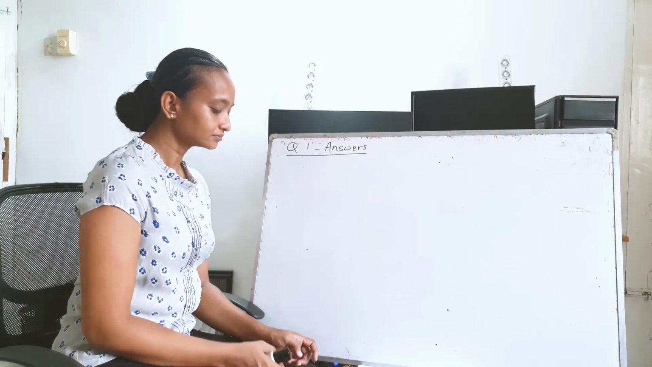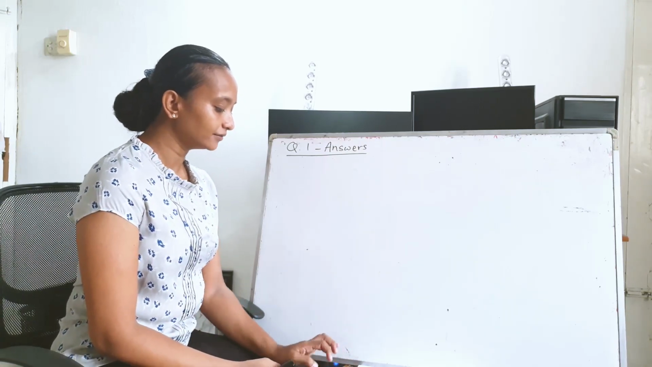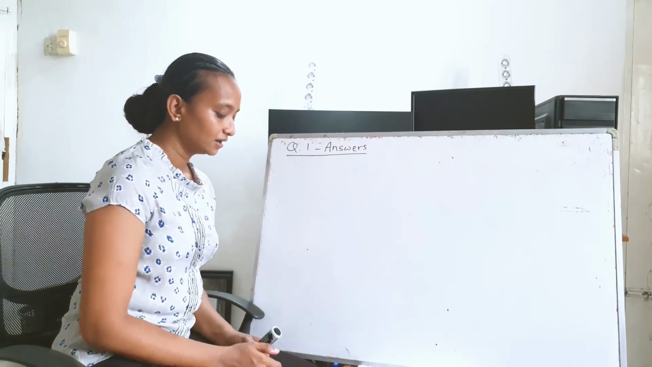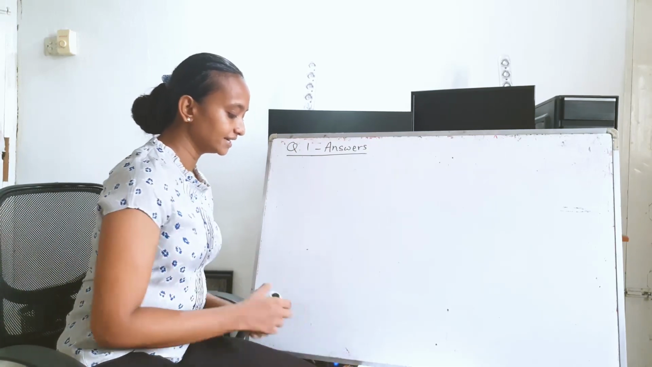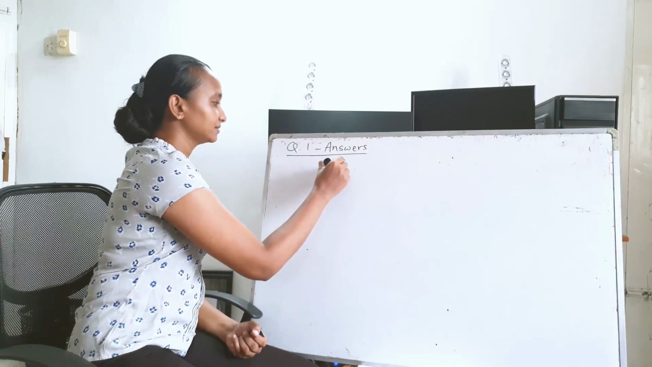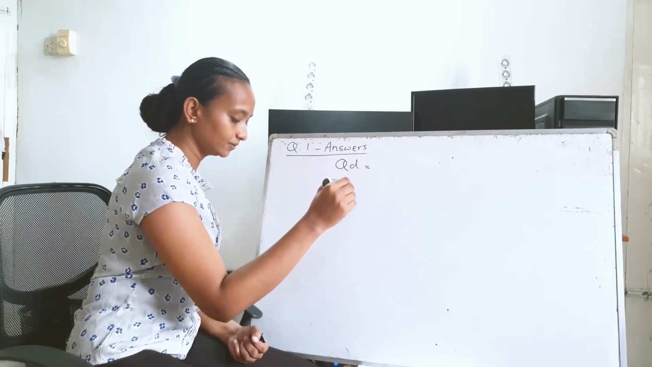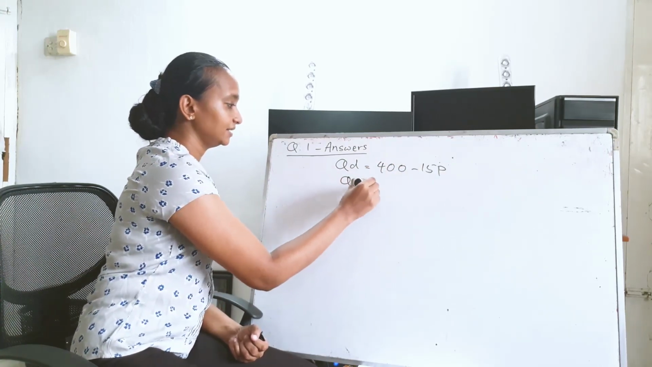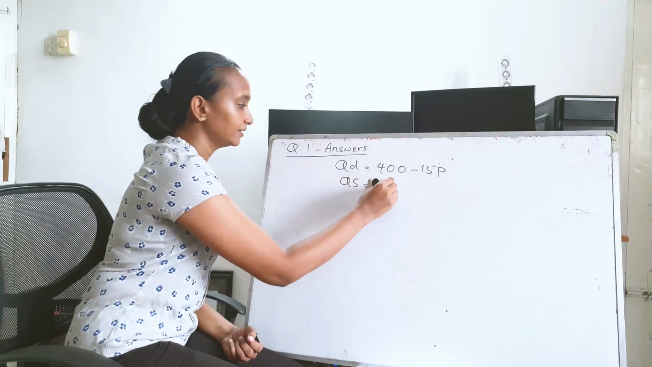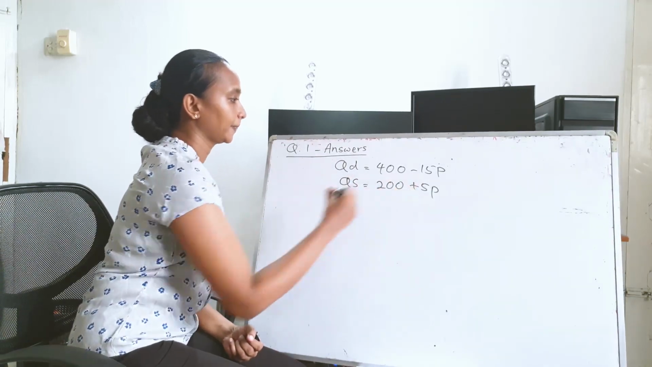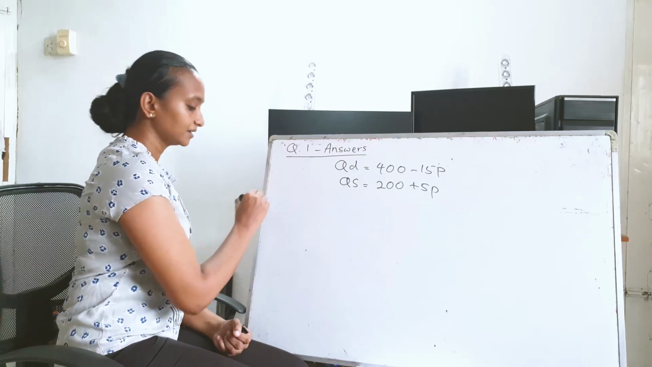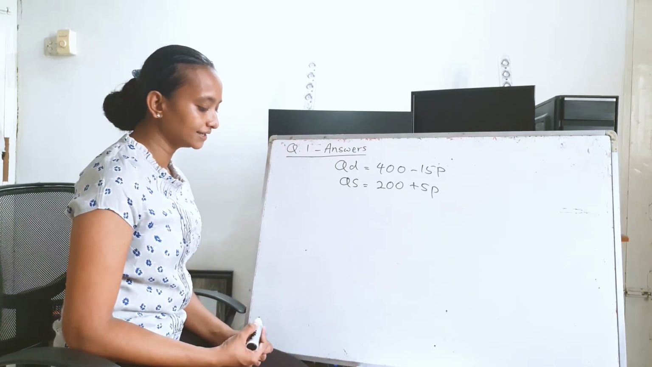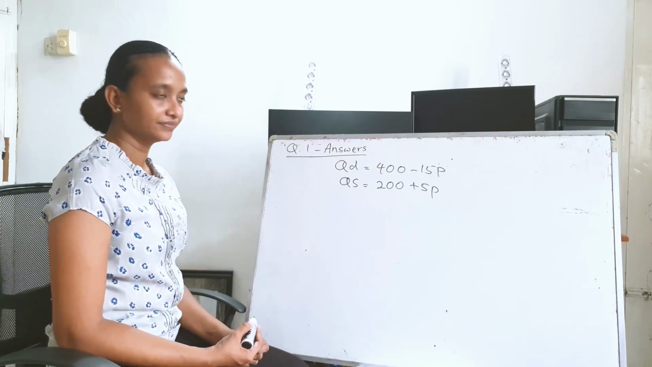Second one, you have to work out the following: market demand and supply equations related to a particular good. I will write the QD and QS equations here. QD equals 400 minus 15p, QS equals 200 plus 5p. Part A, calculate the consumer expenditure at market equilibrium.